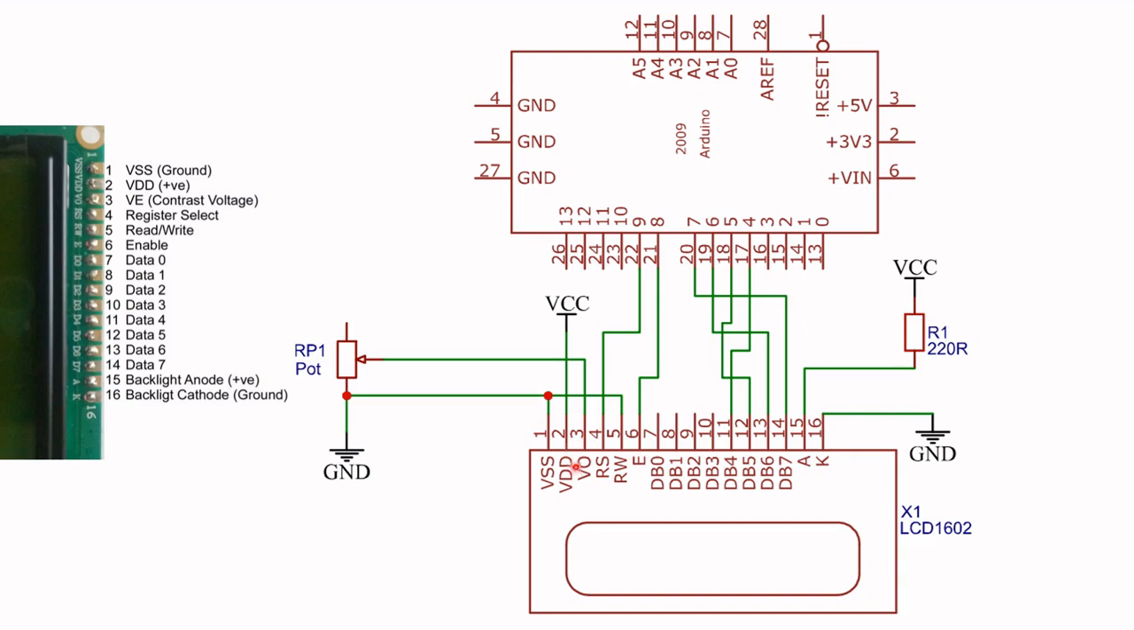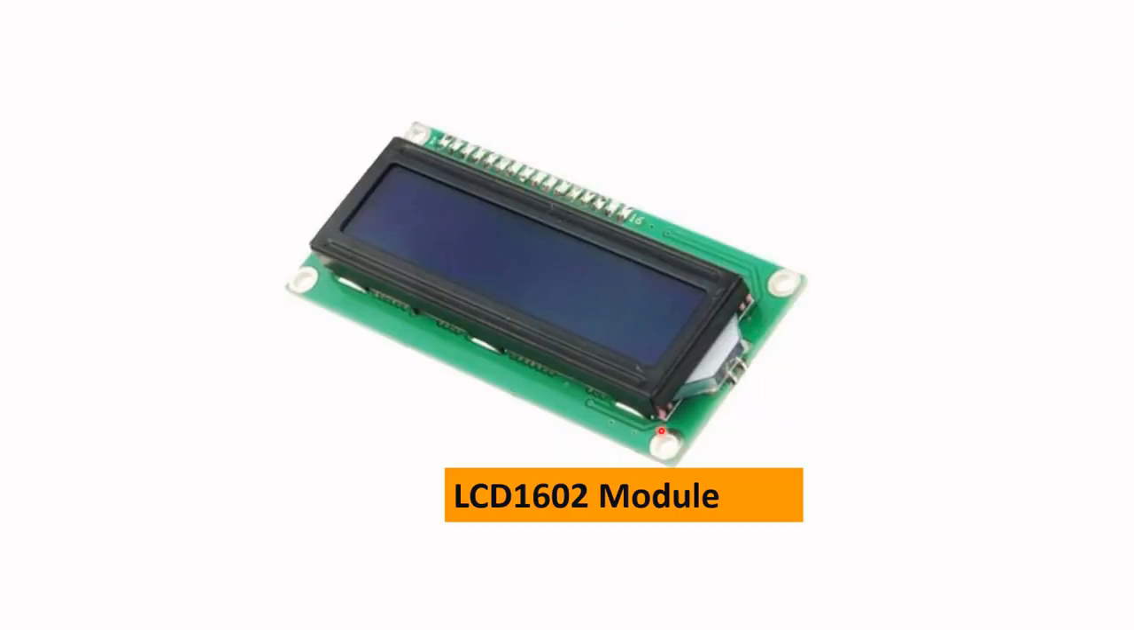I think I need to go back to the VO here. I failed to mention that VO or VE is connected to a potentiometer here. That potentiometer is a 100K ohm potentiometer. All right, so I missed that one out earlier. So I think we can move on now. So here is the picture of the LCD 1602.